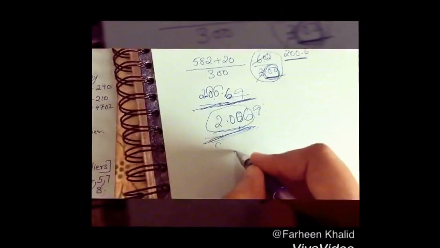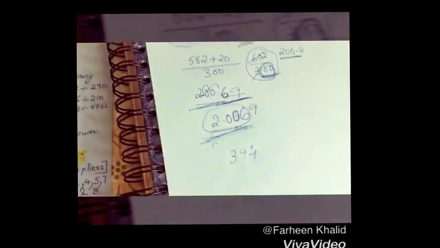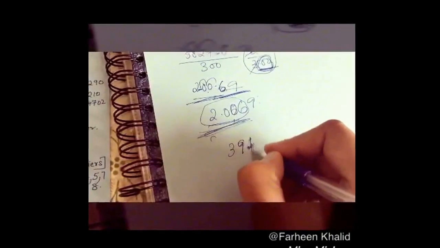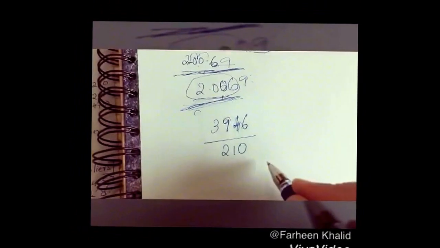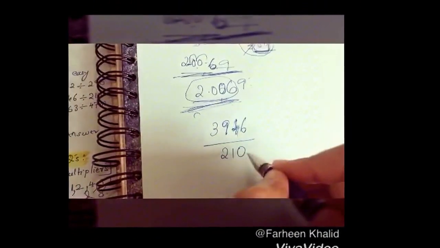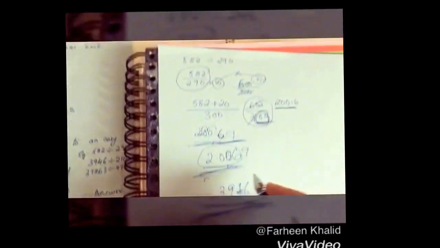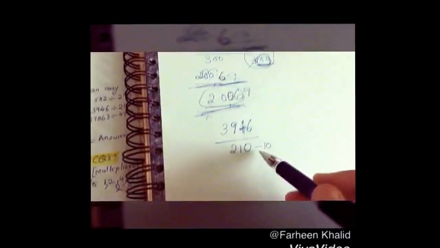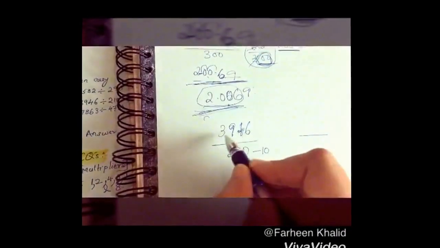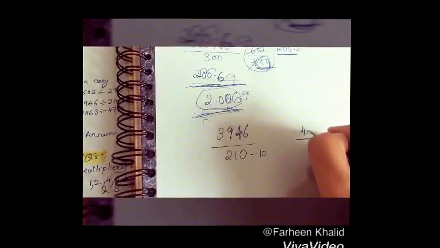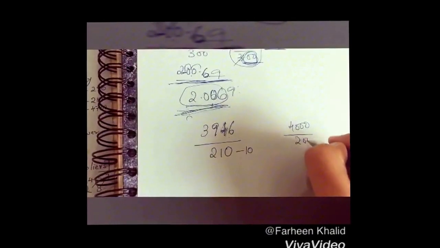Okay, so it's 3946 divided by 210. Now in this case, to bring the rounded-off number here for the denominator, we will minus 10 this time. The last time we had added 10, now we are going to do minus 10. And the approximate figure of the numerator will be 4000, as you can see, because 3946 can be 4000, and this becomes 200.